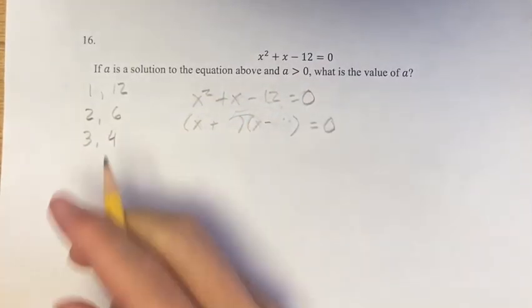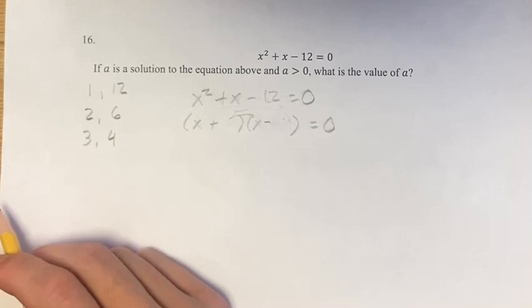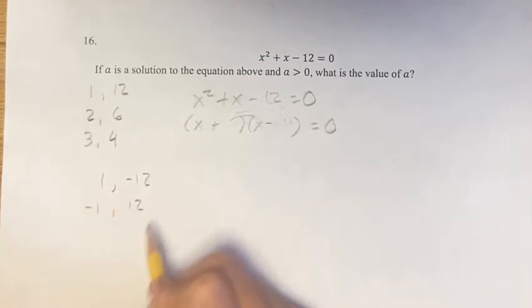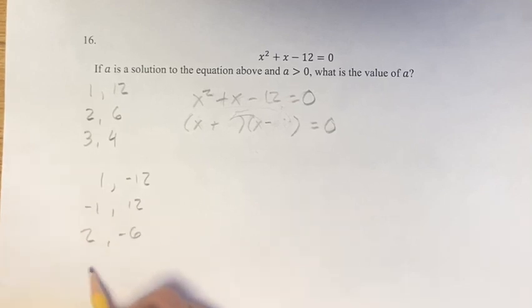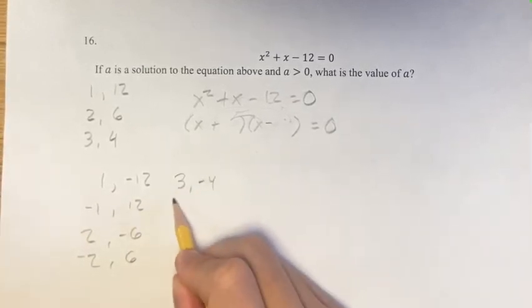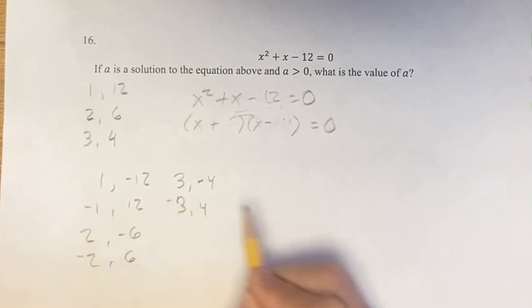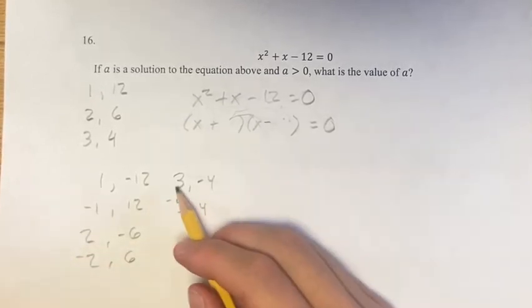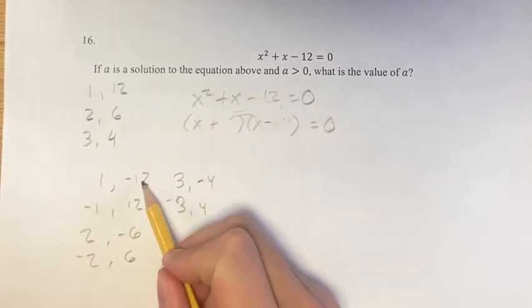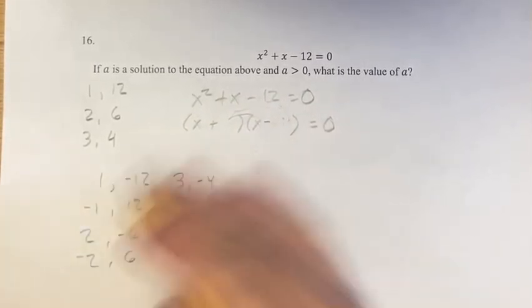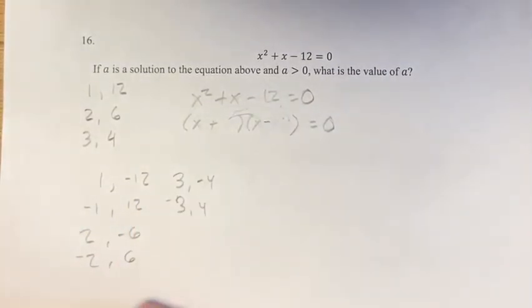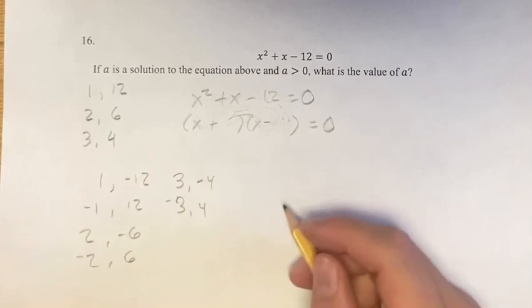So if one of them is positive and one of them is negative, our options are 1 and negative 12, or negative 1 and 12, 2 and negative 6, or negative 2 and 6, and 3 and negative 4, and negative 3 and 4. And these all multiply to negative 12, right? 1 times negative 12 is negative 12. 2 times negative 6 is negative 12, and so on. But only one of these is going to add to 1. Which one is that? Well, we can just do it out.